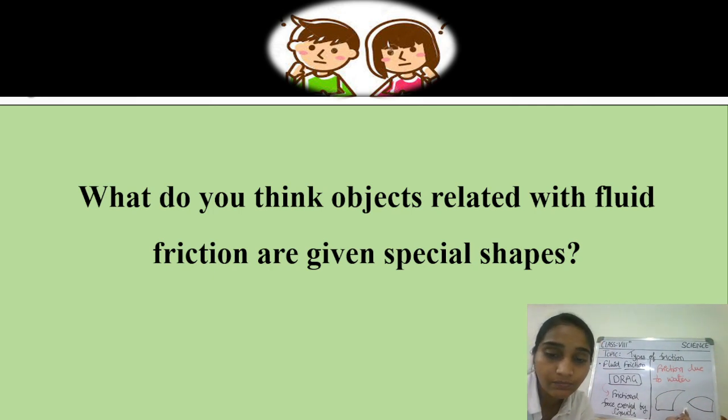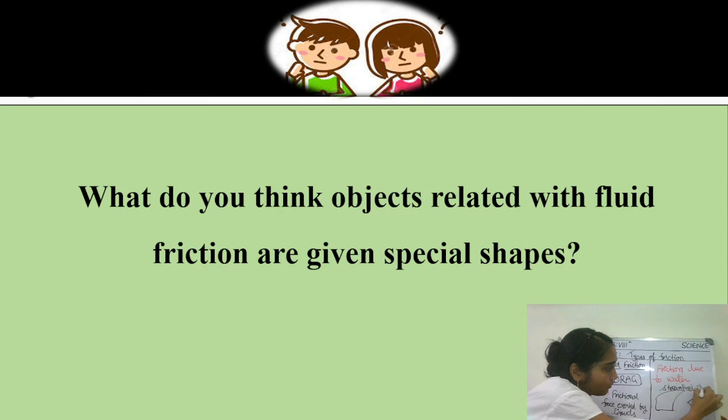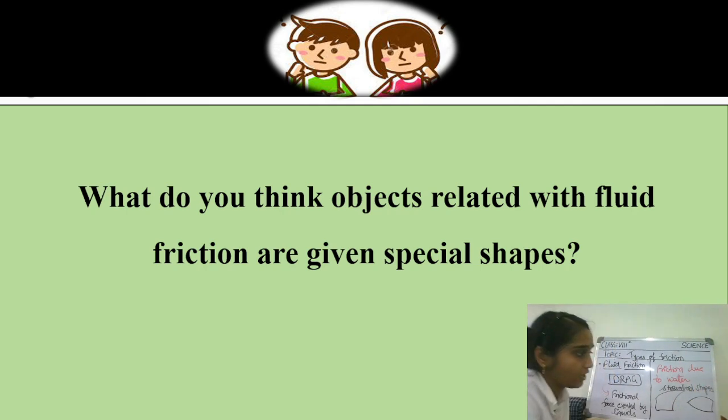So students, we will learn more about this in our next classes, what the name of this shape is. And let me give you a hint if you want to search more about it. Basically we are calling these shapes the streamlined shapes. What? Streamlined shapes. The objects related to fluid friction have streamlined shapes. Okay, let me show you some more.